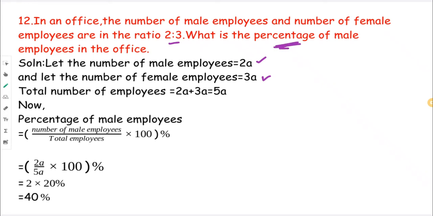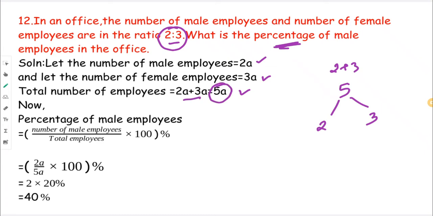Okay, so now when you look at the ratio here, 2:3, when you add 2 plus 3, what do we get? We get 5, right? So the question is trying to give us a clue that out of every 5 people in the office, 2 are always male and 3 are always female. That's why our total number of employees, when I add them, is equal to 5A, right?